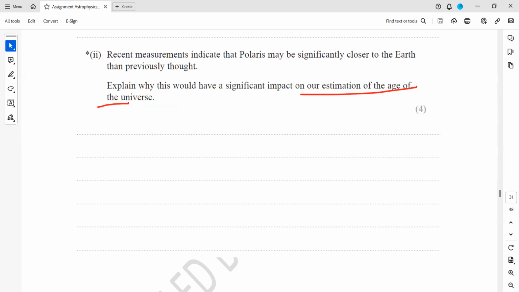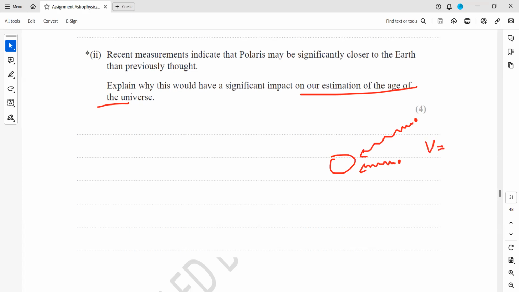Like, we said it has a certain luminosity, but recent studies suggested that it is much closer to us than what we have thought. So if Polaris is closer, its known luminosity will be less than what we have thought. And as a result, the distances of the astronomical bodies would be less than what we have thought. So as a result, what will happen? The value of the Hubble constant will be greater.